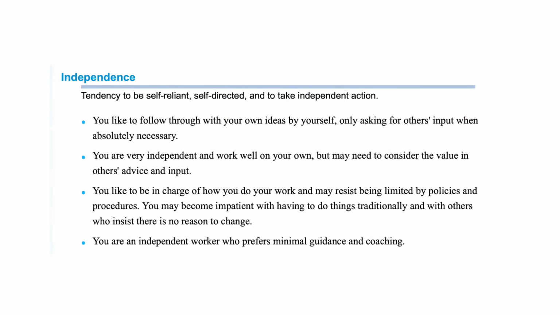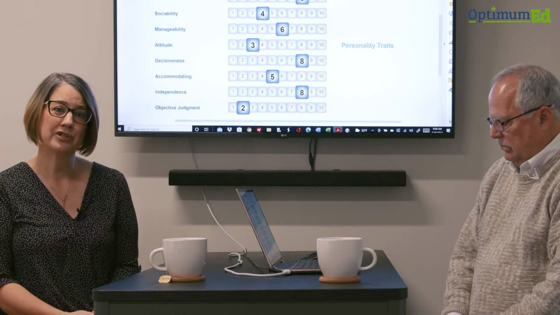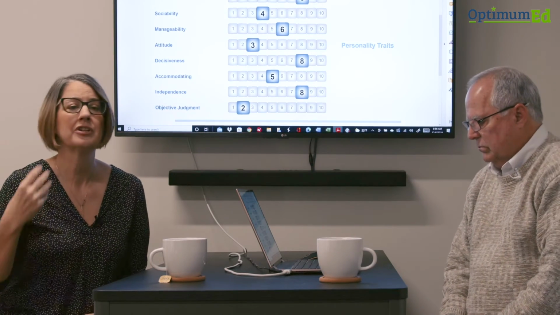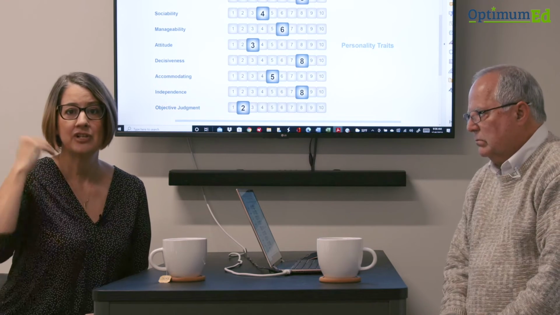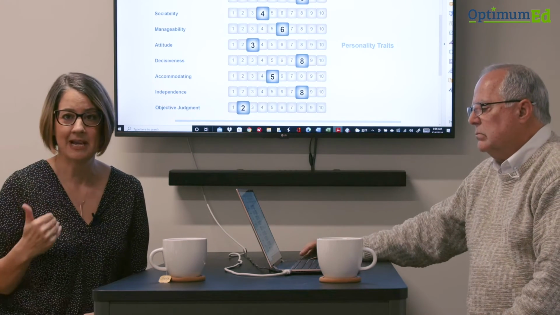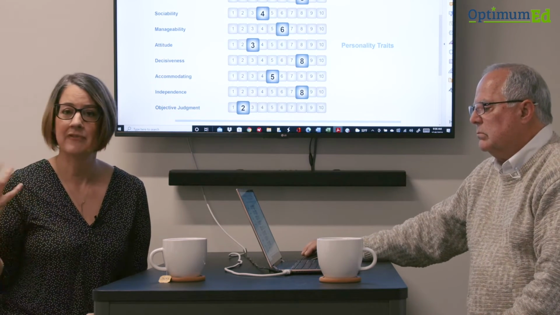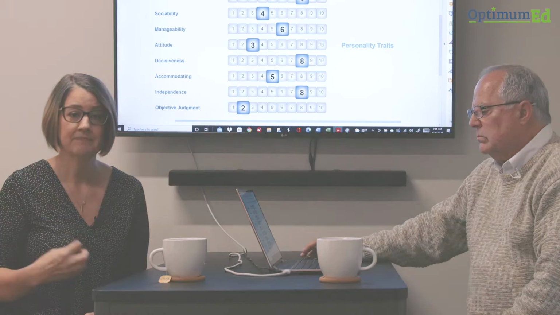The next one is independence. This is not your ability to live independently on your own. This means how you prefer to work. So if you're a 9 or a 10, you prefer to be given a task and left on your own to figure out how to do it. If you're a 1 or a 2, you prefer very specific directions and step-by-step guidelines. You like a lot of feedback in your work as well.